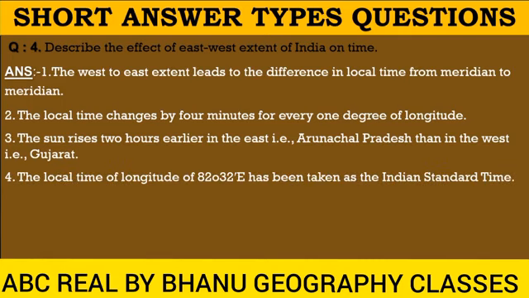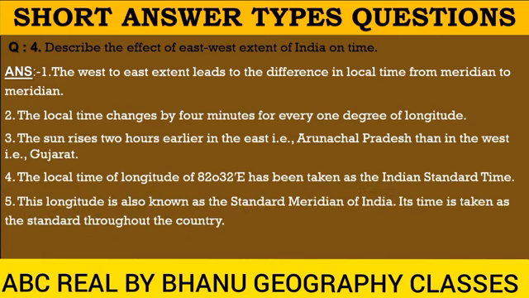Fourth, the local time of longitude of 82 degree 32 east has been taken as the Indian Standard Time. Fifth, this longitude is also known as the Standard Meridian of India. Its time is taken as the standard throughout the country.